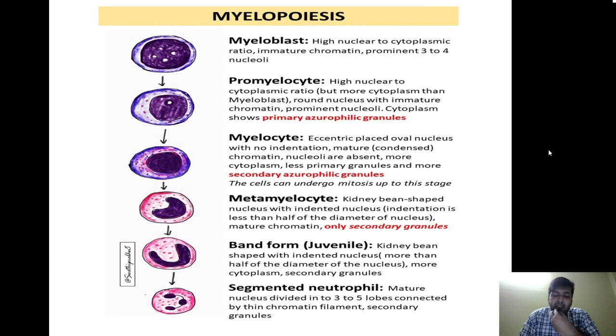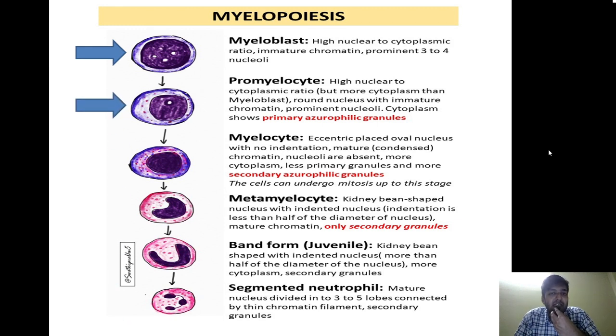Now we are going to see the process of granulopoiesis. How does it take place? Similar to erythropoiesis, we also have myelopoiesis. As I told you, the blast is a stage wherein they have an open immature chromatin with multiple prominent nucleoli and a high NC ratio.